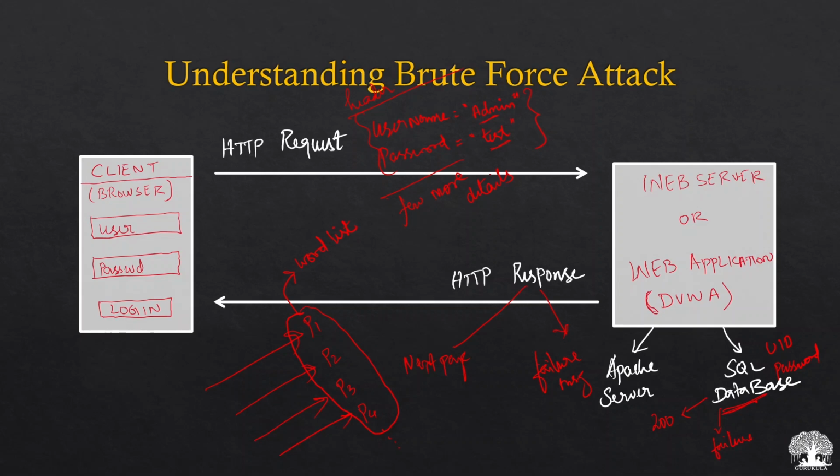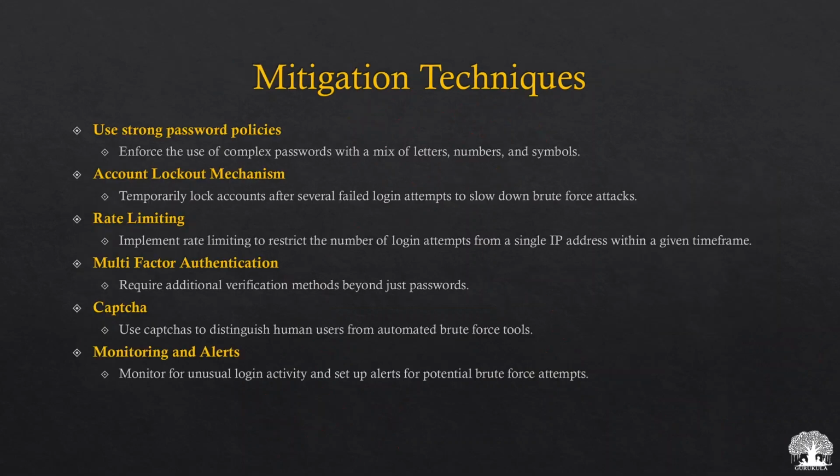So now I believe you would have understood how a brute force attack happens at low security mode and then the high security mode. So how do we actually mitigate this brute force technique? Being an ethical hacker, our ultimate goal is not only to hack into the web application, but also to suggest the mitigation technique so that bad actors will not perform that particular attack. So one method is to use strong password policies, requesting users to use complex passwords which have a mix of letters, numbers and symbols.